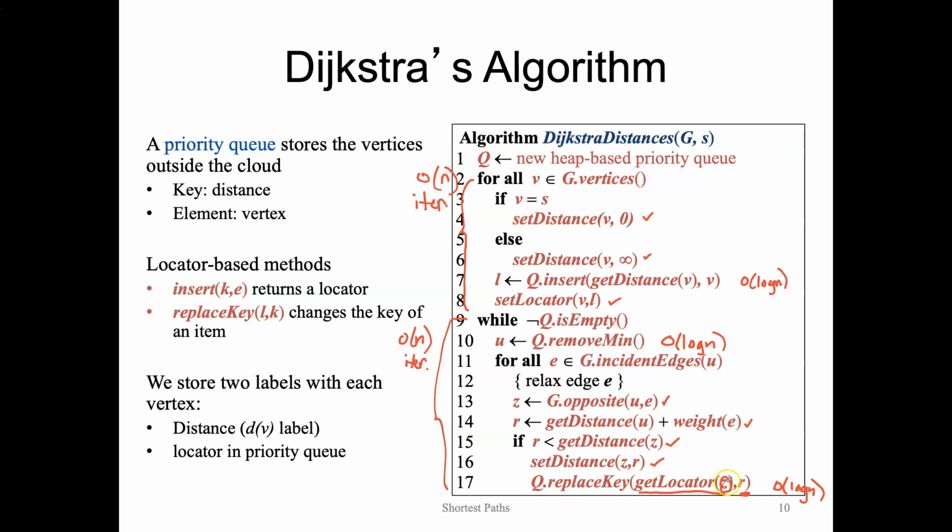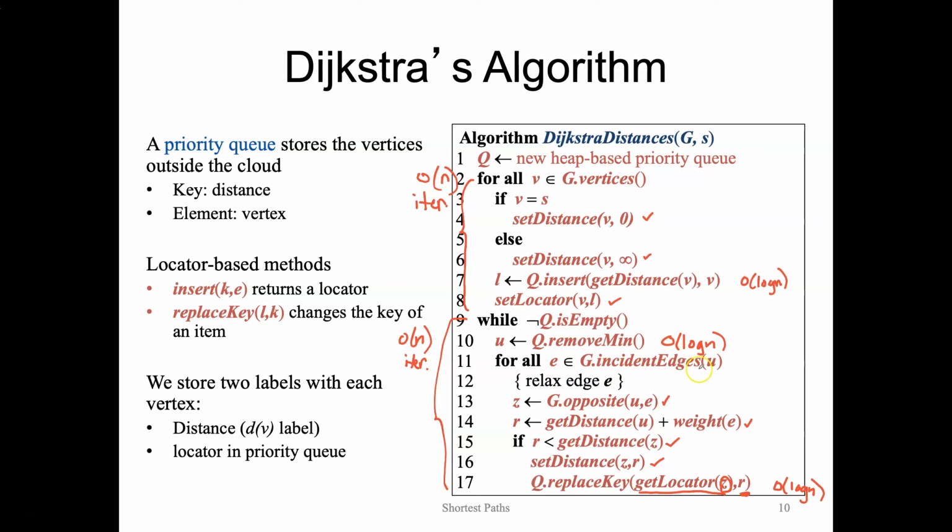So the question becomes, how many times do we call this? This isn't once for every vertex, but for every vertex and every edge coming out of that vertex. In the worst case, we have to update the key every time. So how many total times do we execute this? Well, it depends on how many incident edges there are.